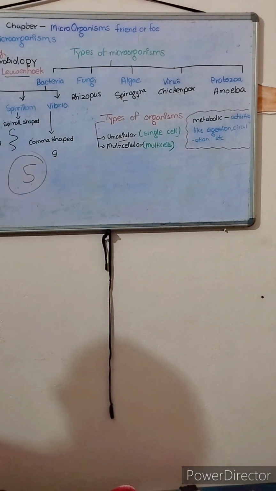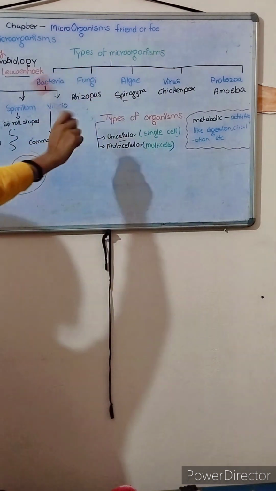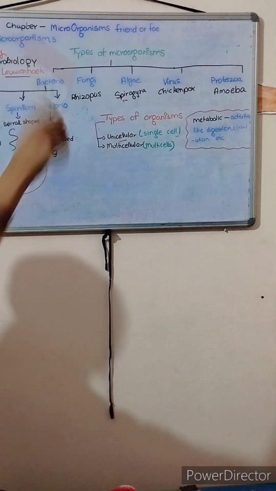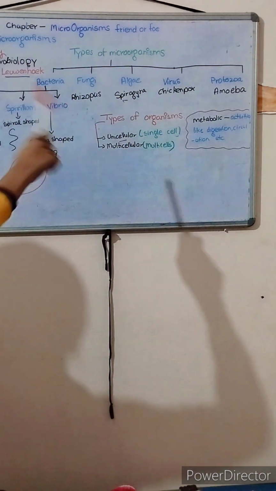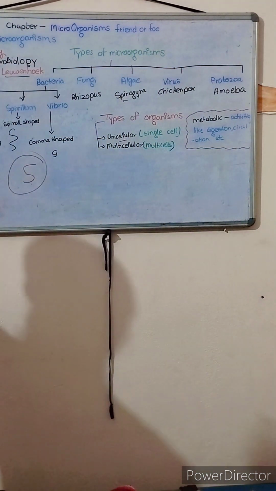And let me give you a quick revision. Bacteria are of 4 types. Fungi is a kind of bread mold. Spirogyra is a plant-like organism. Viruses divide inside the cells, and protozoa have animal-like characteristics.